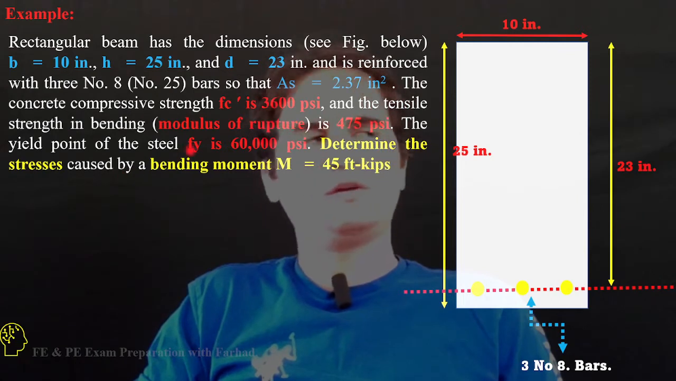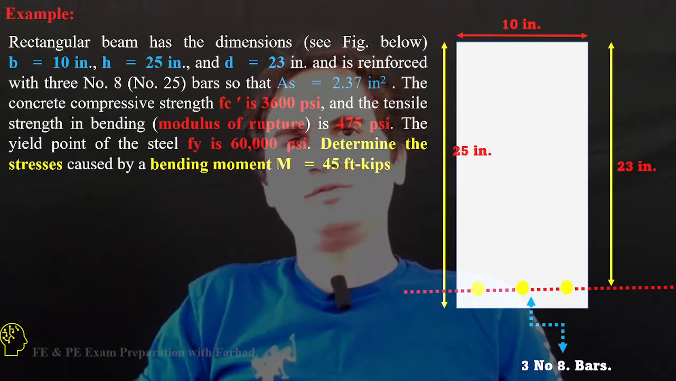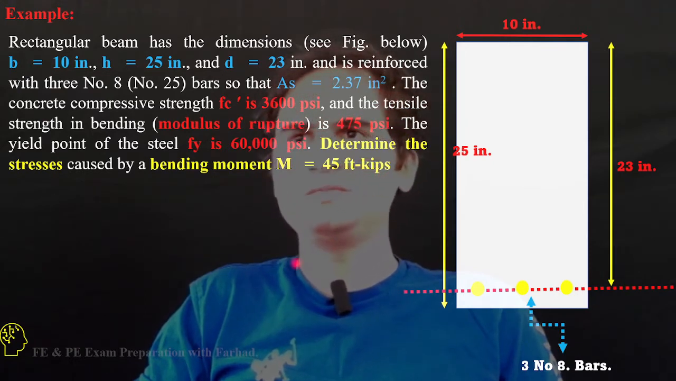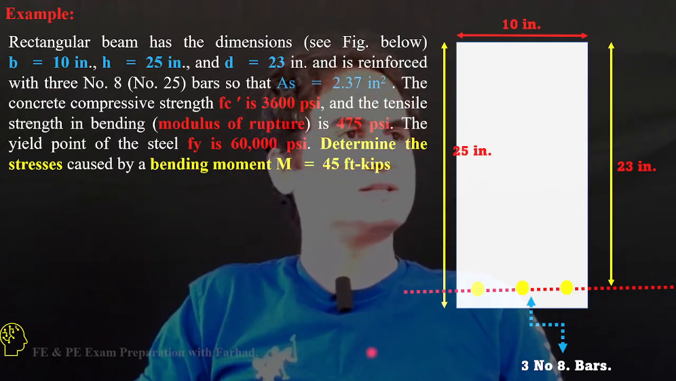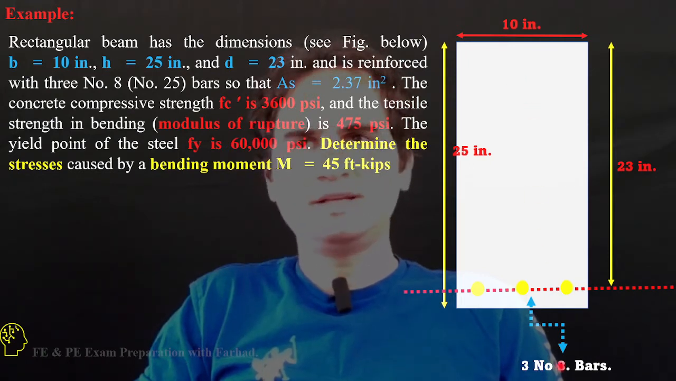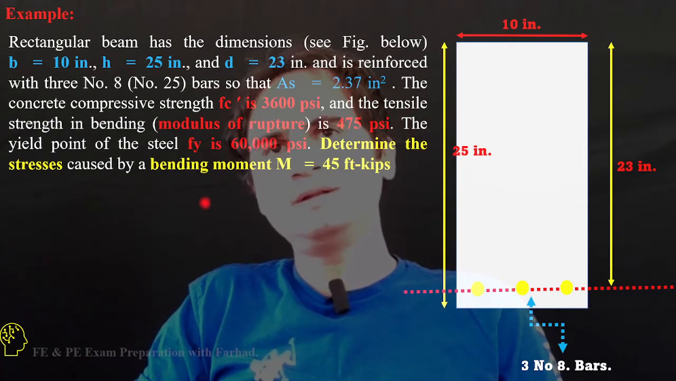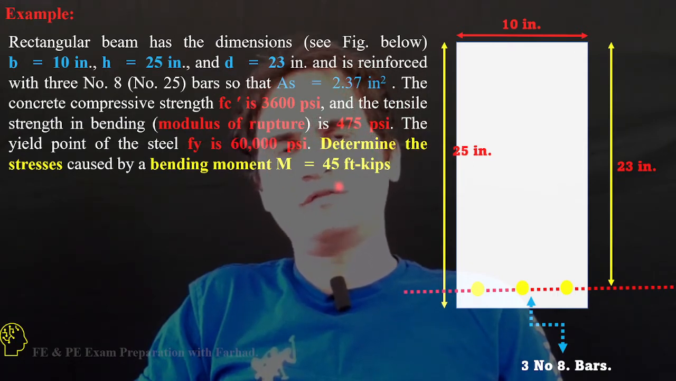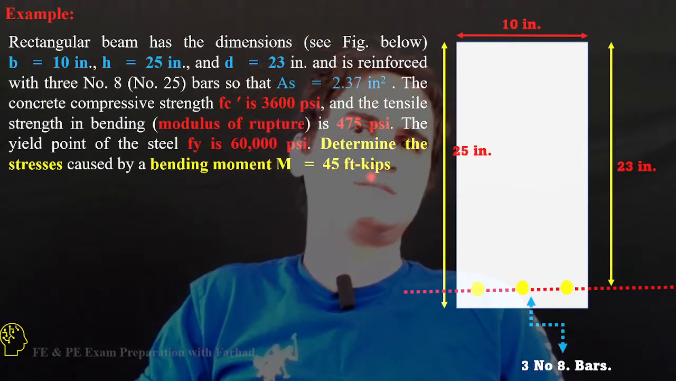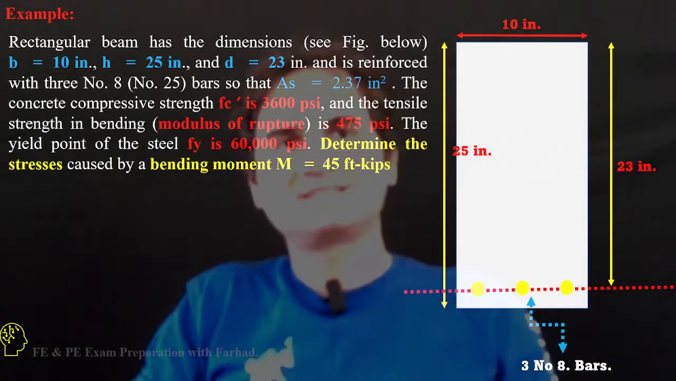The yield point of steel, fy, is 60,000 psi, and we want to determine the tensile and compressive stresses in both concrete and steel, if a bending moment of 45 feet times kilopounds is applied to the cross section. So let's see how that goes.